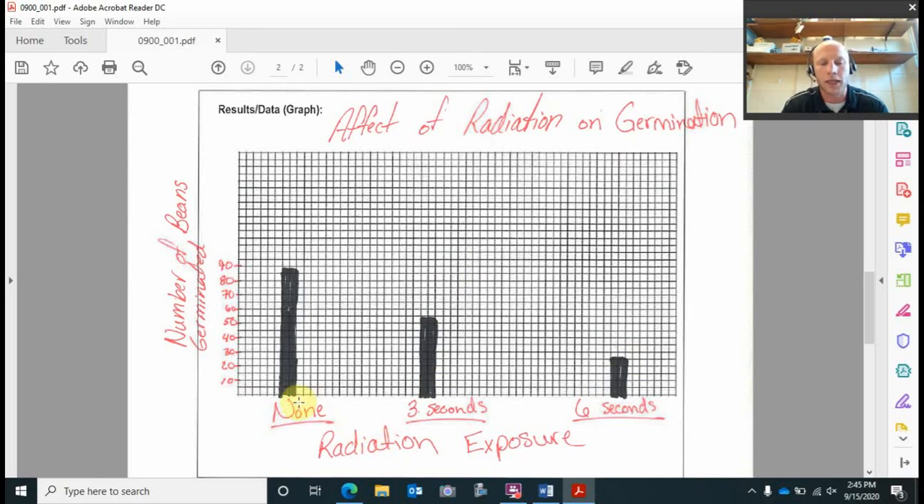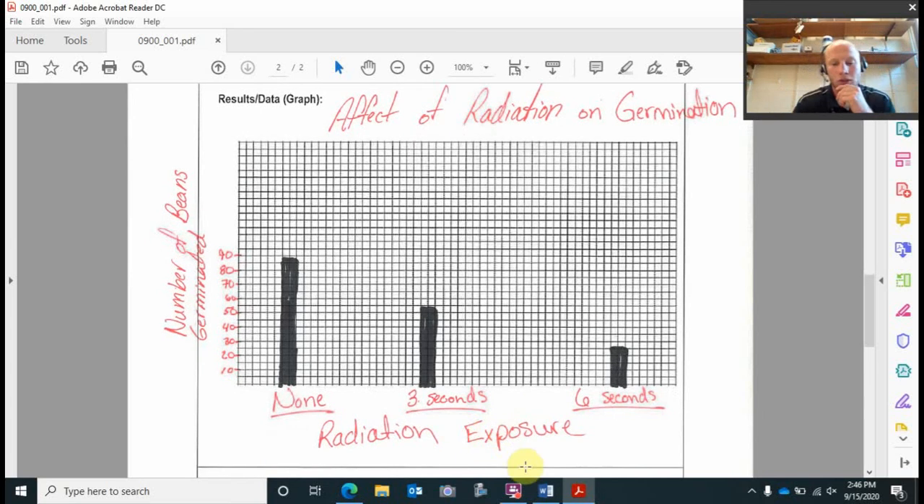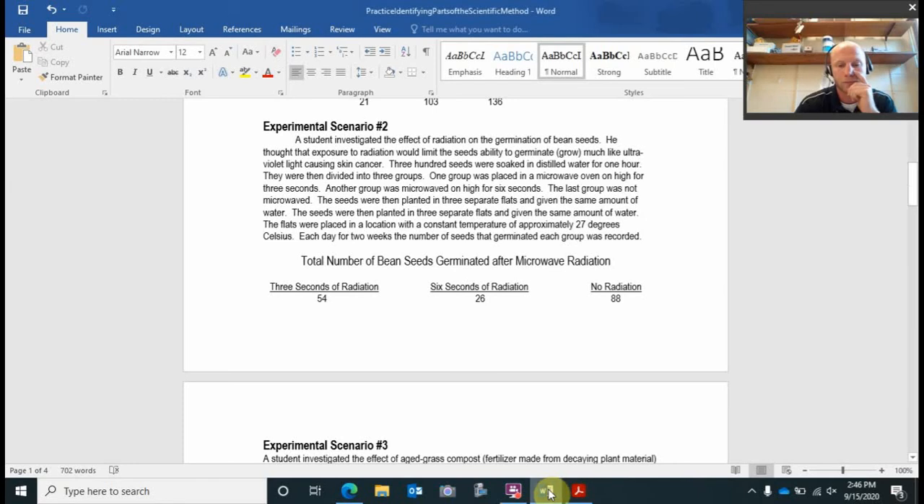Now, if you had a key at the top and you put none and you didn't have none down here, let's say you got rid of none, 3 seconds and 6 seconds, and you put that up in your key, and then you gave me a different pattern or a different color for none, 3 seconds and 6 seconds, that would also be fine. But make sure you do have radiation exposure down here to make this graph correctly. Okay, and that will get you a good looking graph like that.